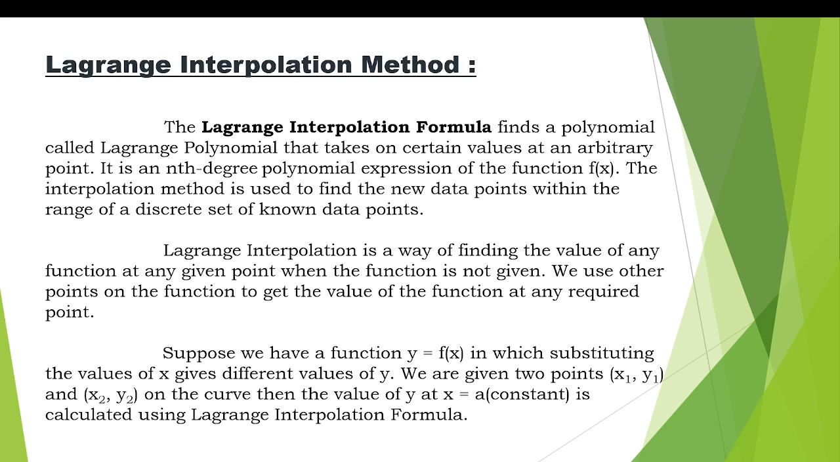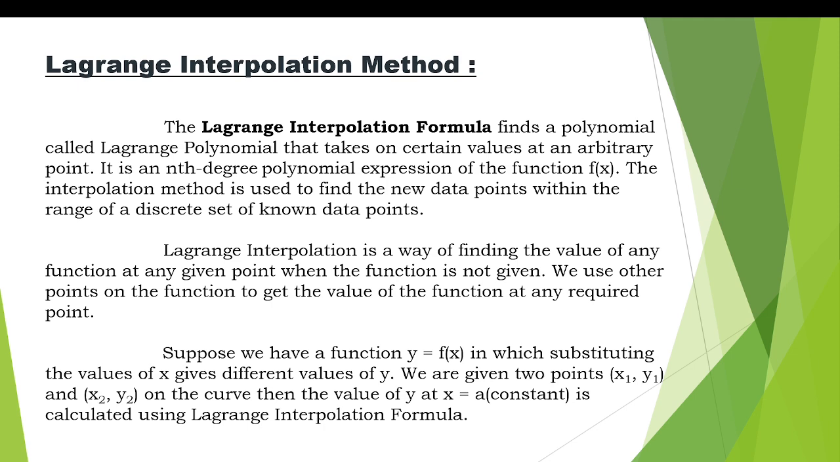The interpolation method is used to find the new data points within the range of a discrete set of known data points. Lagrange interpolation is a way of finding the value of any function at any given point when the function is not given. We use other points on the function to get the value of the function at any required point. Suppose we have a function say y is equal to f of x in which substituting the values of x gives different values of y.